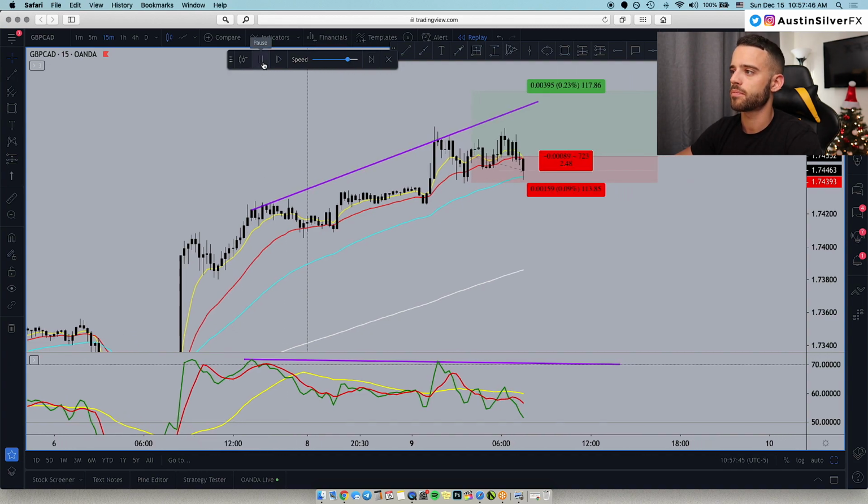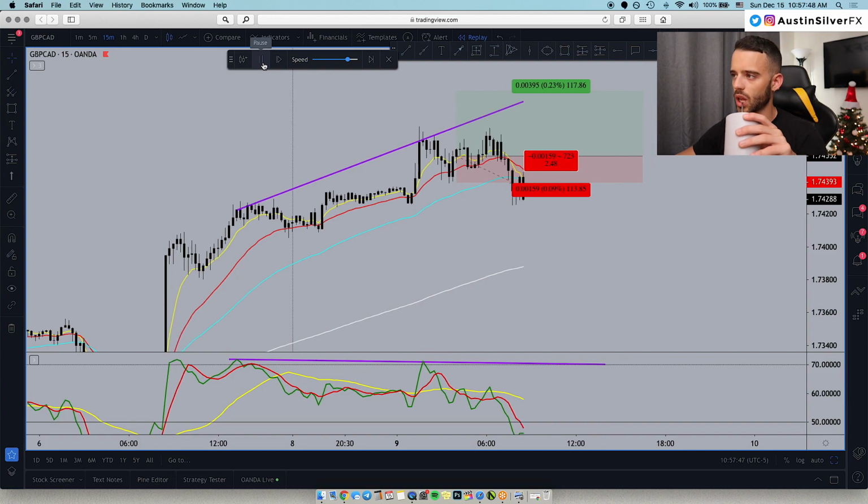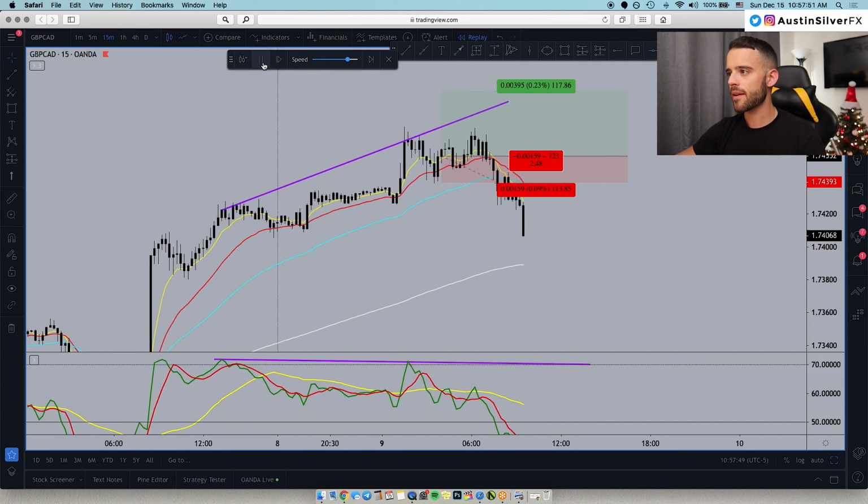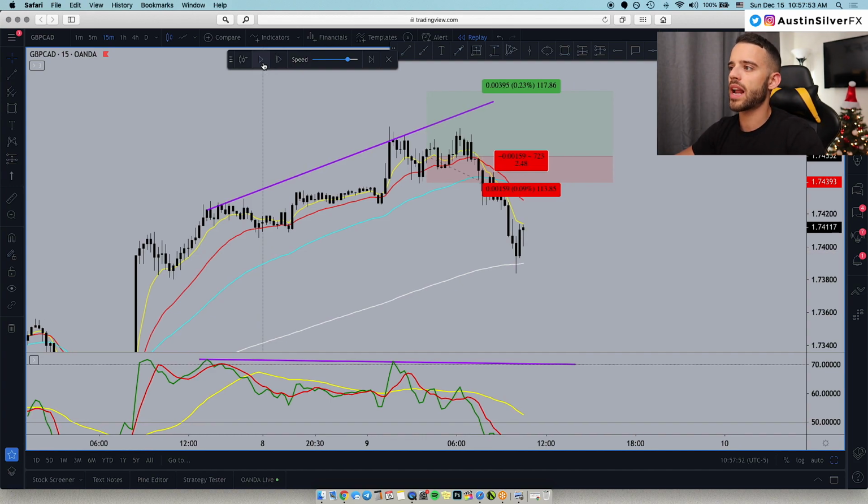As the morning goes on, the trade moves against him. Now he's saying, Austin, I thought this was a good setup. I thought this was a good formation for me to go long. I thought I could make money on this.